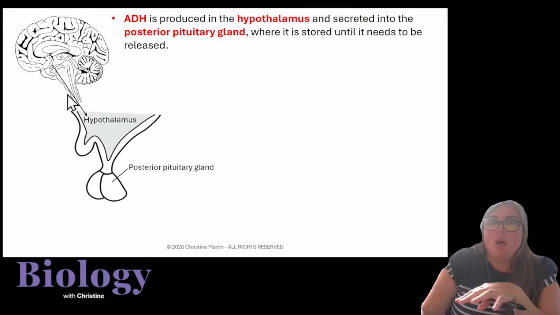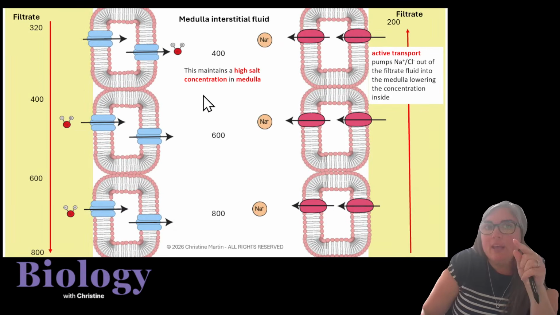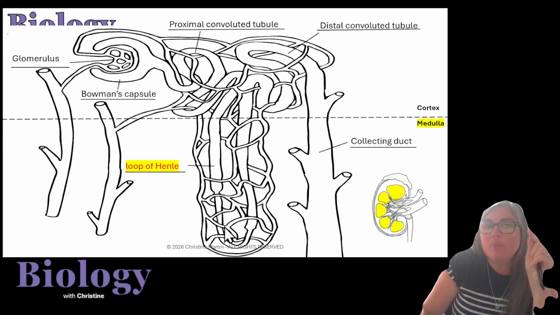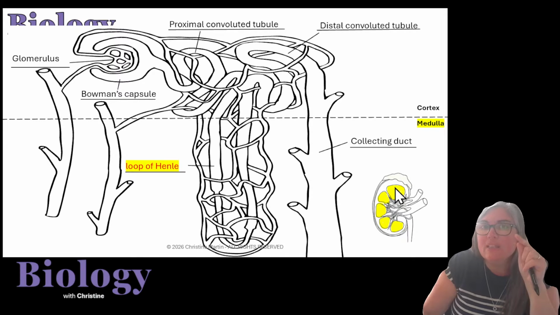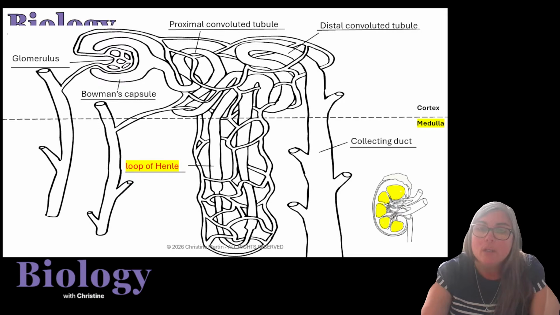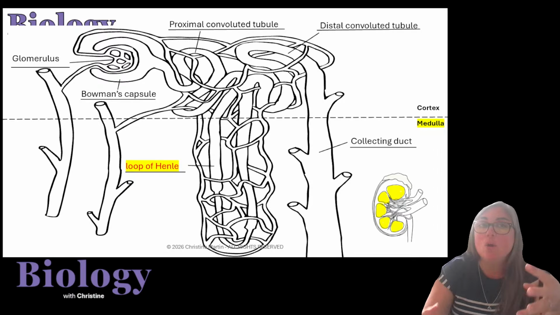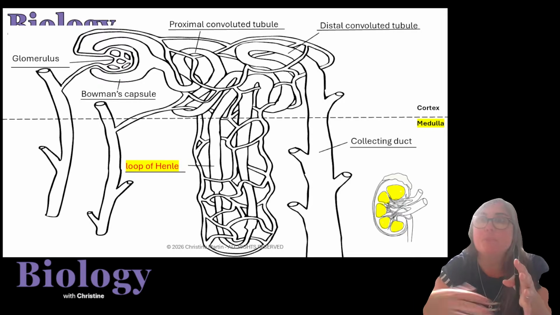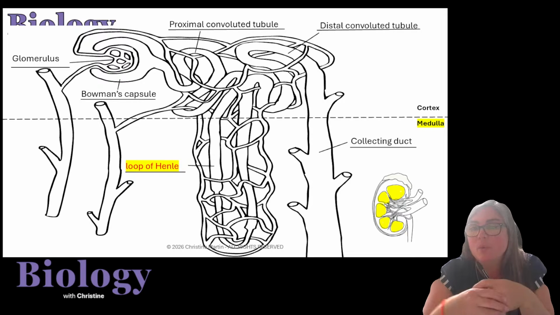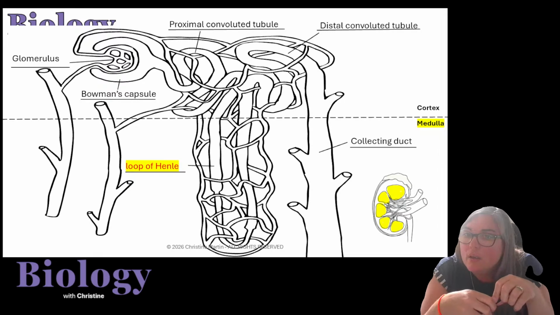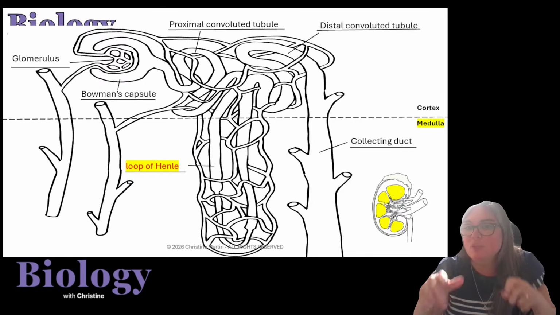collecting duct as well. If we're looking at our loop of Henle and our collecting duct, if our medulla is very thick, we can assume that there is a longer loop of Henle. If there's a longer loop of Henle, therefore we would have more areas where we can pump the salt out, therefore more areas where we can move the water out of. Yes, we would. I'm just about to come to that now.